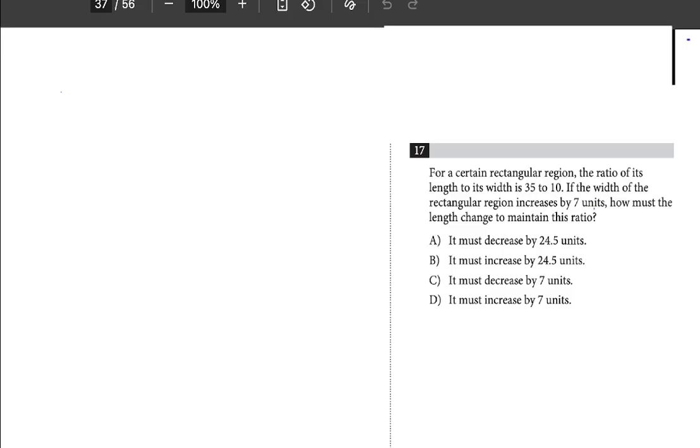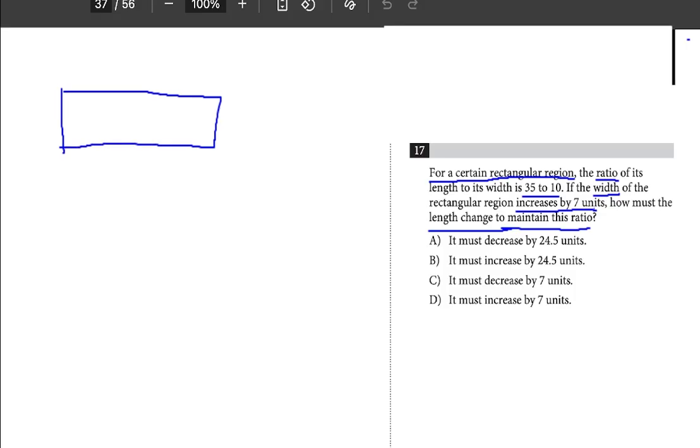So here I have a pretty simple rectangular problem. It says, for a certain rectangular region, the ratio of its length to its width is 35 to 10. If the width of the rectangular region increases by 7 units, how must the length change to maintain this ratio? This is a pretty simple problem about geometry and ratios. So I'm going to draw a rectangle to help you guys visualize this problem. I'm going to draw this rectangle real quickly.